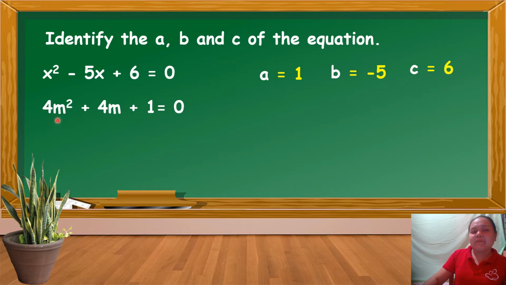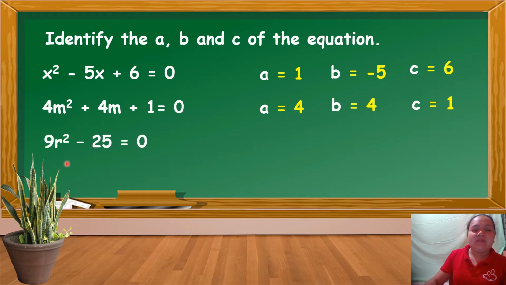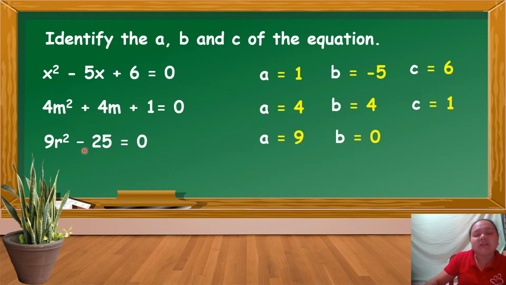Second equation, 4m squared plus 4m plus 1 equals 0. Our a is 4. Our b is 4. Our c is 1. And the third equation, 9r squared minus 25 equals 0. Our a is 9. Our b is 0. Since we don't have a linear term, our b is 0.